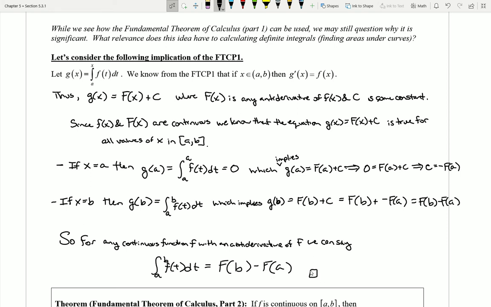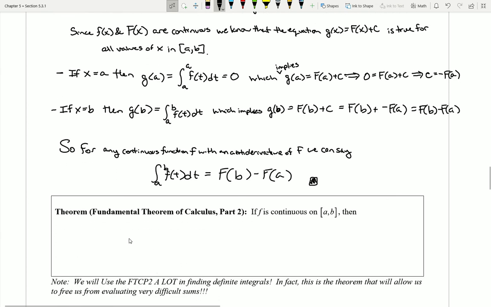Now, I'm going to end the argument here, and if we really have understood what we've said here, our jaw should be on the floor. This is incredible. Notice that we've said as long as I have a continuous function on the interval from a to b, and I can find an antiderivative of that function, call it capital F, then to find the area under the curve, all I have to do is take F of b, that is F of the upper limit, minus F of the lower limit, and I have the area.